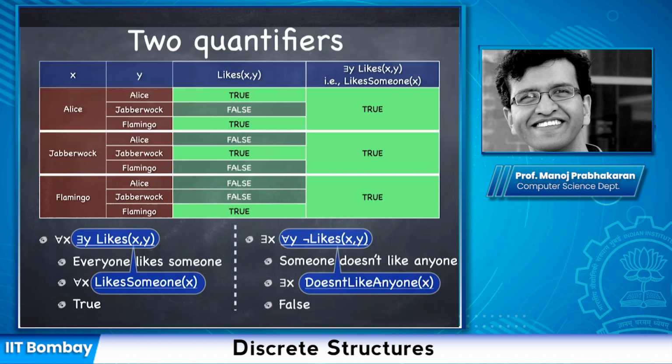And this is false. This better be false, because this is a reflection of the statement on the left. And indeed, there is nobody who doesn't like anyone, for the same reason that everybody likes someone. So say everybody likes themselves, right?